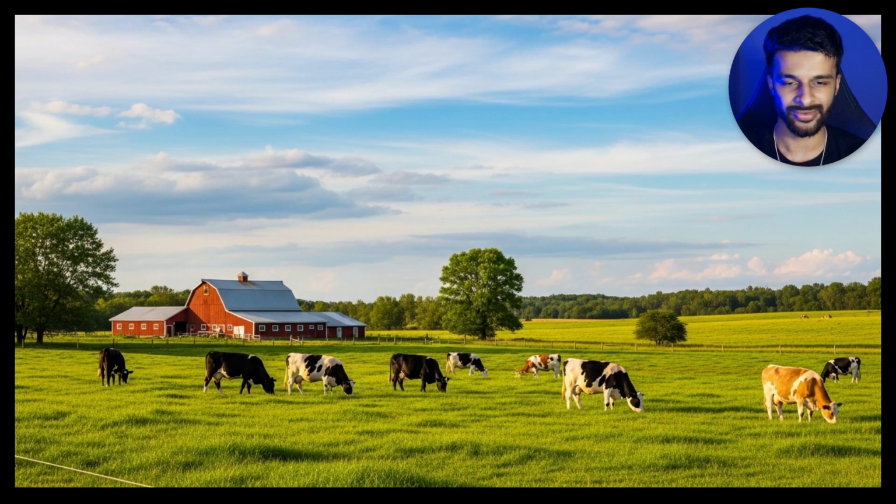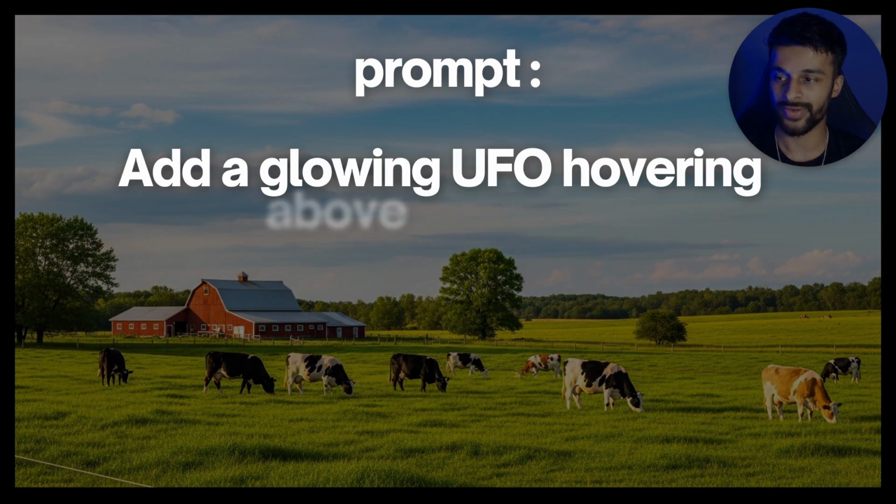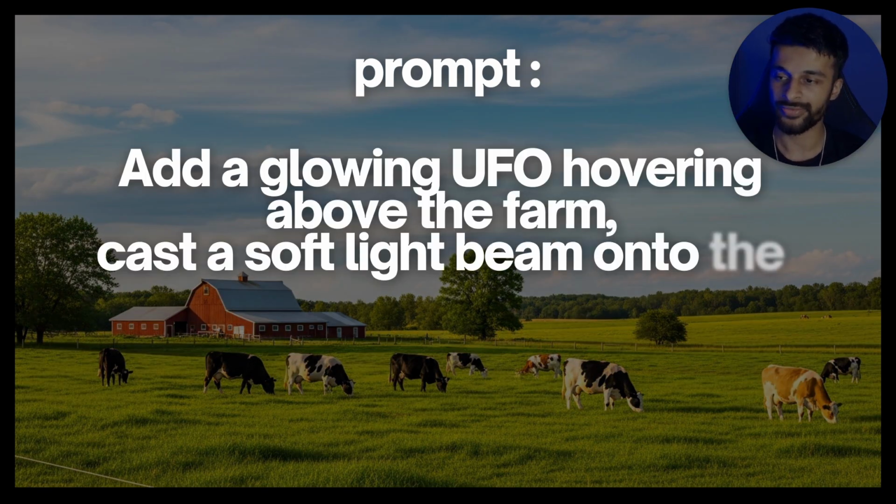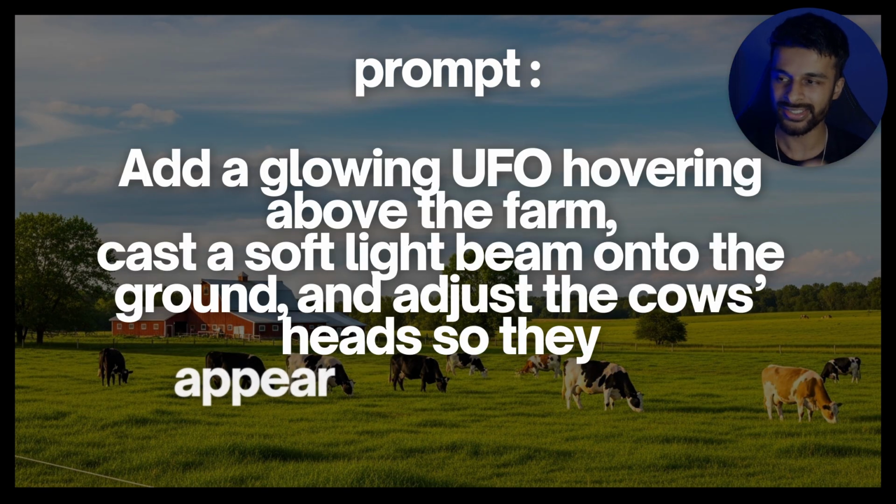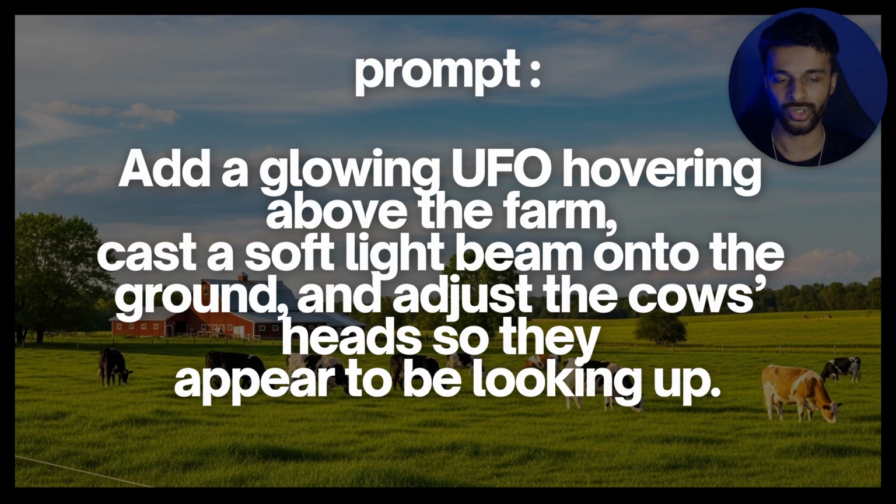So this is going to be a test to see if it can follow these different steps all together within one image generation. So we've got this base image of this farm or whatever with cows in the middle, and the edit prompt is going to be: add a glowing UFO hovering above the farm, cast a soft light beam onto the ground, and adjust the cows' heads so they appear to be looking up. Okay, so keep that in mind. Let's go to Nano Banana.